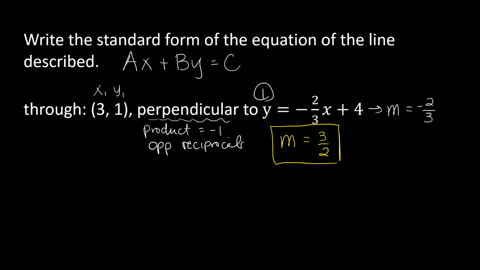How do I know for sure that this is correct? Well, if I take the product of both of these slopes, -2 times 3 gives me -6, 3 times 2 gives me 6. I see that the product gives me -1, which is exactly what I need.